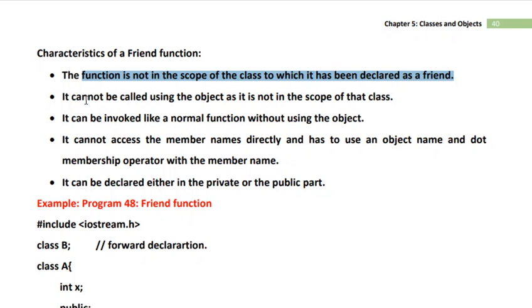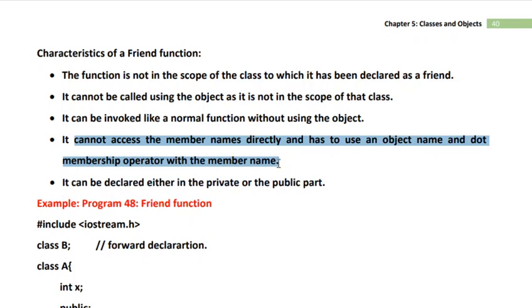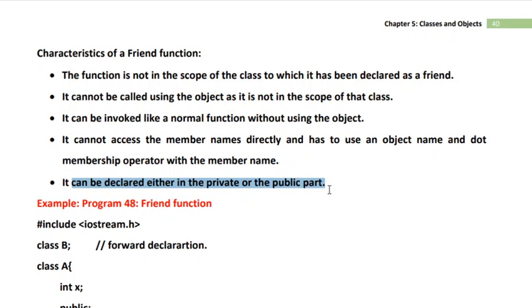Again, it cannot be called using the object, as it's not within the scope of the class, right? It can be invoked like a normal function without using the object. It cannot access the member names directly and has to use an object name and the . member access operator in order to access the member, as we have discussed in the previous class, right? Okay. Now it can be declared either in the private or the public part of the class, right?